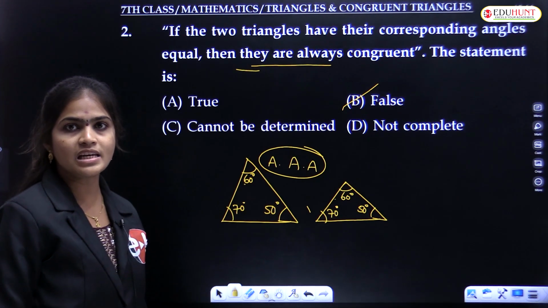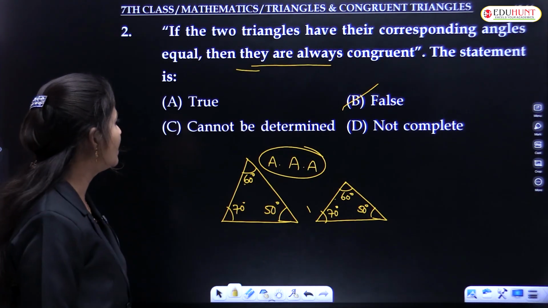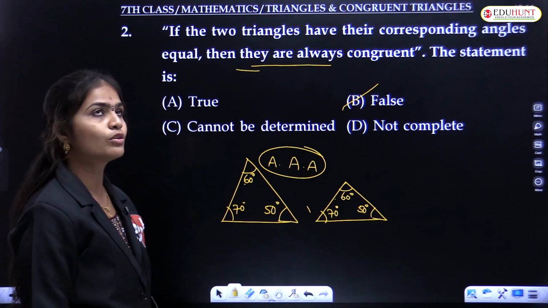So is that a true statement or a false statement? False only. Okay, so now another question.